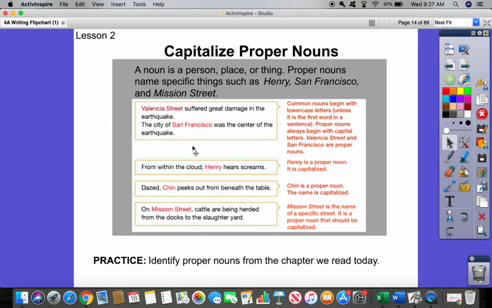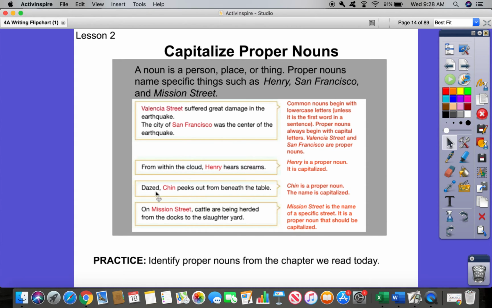So common nouns begin with lowercase letters unless it is the first word in a sentence. Proper nouns always begin with capital letters. Valencia Street and San Francisco are proper nouns. From within the cloud, Henry hears screams. Henry is a proper noun. It is capitalized.